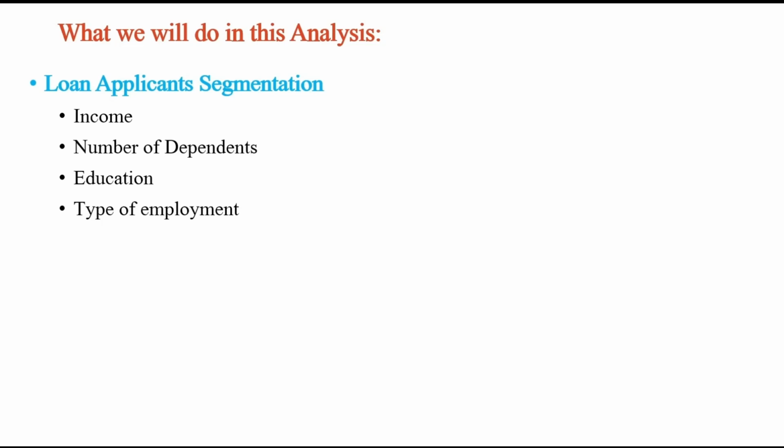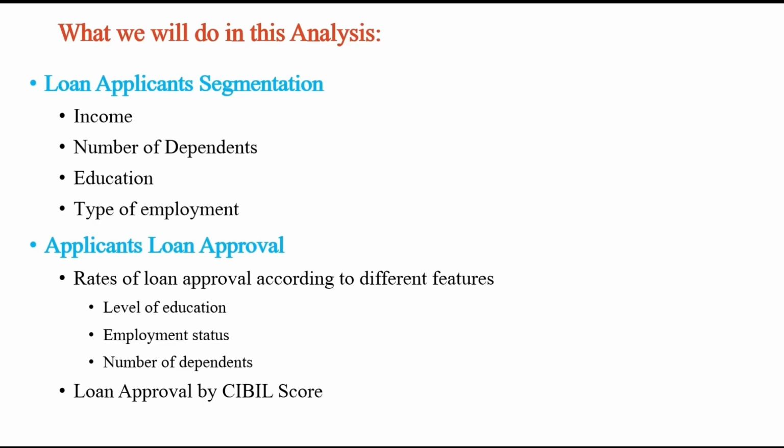Under this analysis, we will be grouping the different types of loan applicants according to the income they are making, also according to the number of dependents, their education level, as well as the type of employment. Also, we will be conducting the applicant's loan approvals. Under this, we will be determining the rates of loan approvals according to different features. Some of these features include the levels of education, the employment status, as well as the number of dependents.